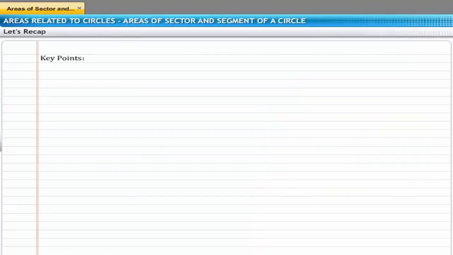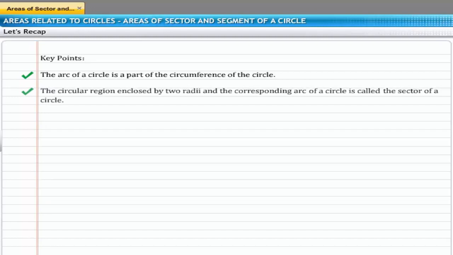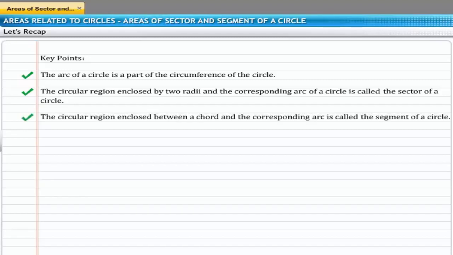You have reached the end of this section. Before moving on to the next section, let's recap the key points covered. The arc of a circle is a part of the circumference of the circle. The circular region enclosed by two radii and the corresponding arc of a circle is called the sector of a circle. The circular region enclosed between a chord and the corresponding arc is called the segment of a circle. The angle of a sector is the angle subtended by the arc of the sector.